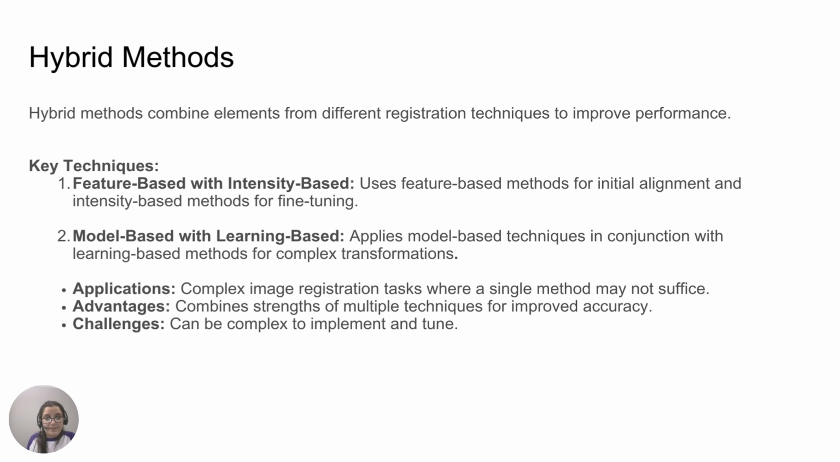The next is the hybrid methods. These basically combine multiple techniques to leverage their strengths and improve the overall performance. So, the first one is feature based with intensity based. This applies feature registration to achieve initial alignment, followed by intensity based registration for fine tuning. It is effective because feature based methods provide robustness to large transformations, while intensity based methods refine local accuracy.